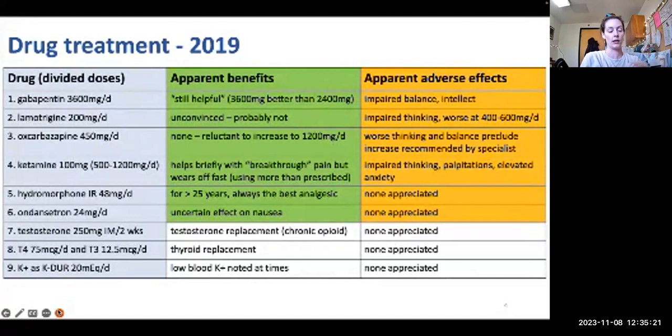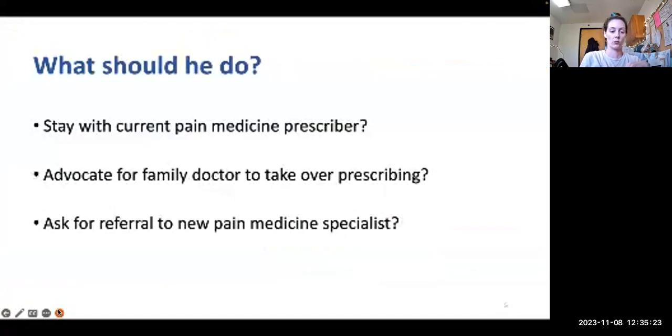Next slide, please. So we were really questioning what we should do at that time. Should we stay with the current prescriber? Are things going to be worse if we switch? Are we able to get any opiates if we switch? We advocated for his family doctor to take over prescribing because the therapeutic relationship was so strained.